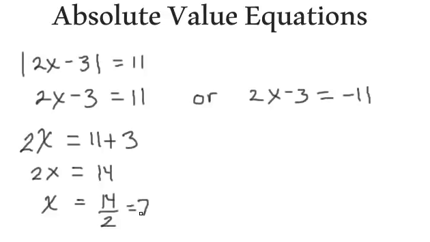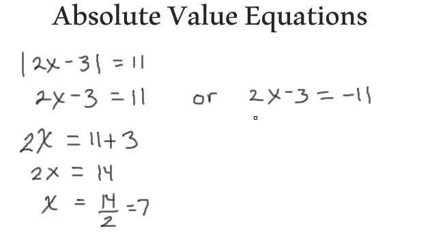So there's one of our solutions, and you can always check this by taking the 7 and plugging it in for x up here, and you end up with 2 times 7 is 14, and 14 minus 3 is 11. So you know you got the right solution.